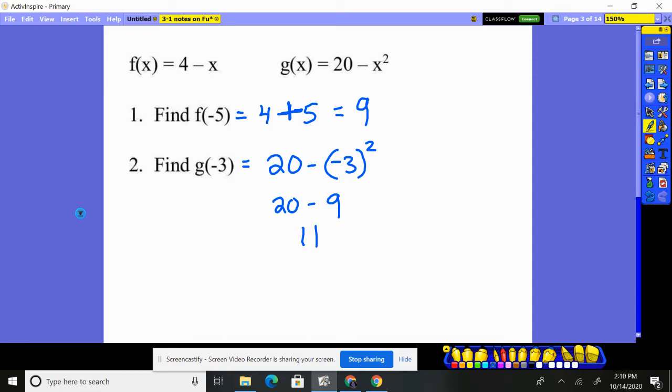You have to be careful. Some students would make the mistake of just changing that to a plus and then doing, oh, it's 20 plus. That's wrong. Don't want to do that. If I'm squaring a negative number, I always put it in parentheses.